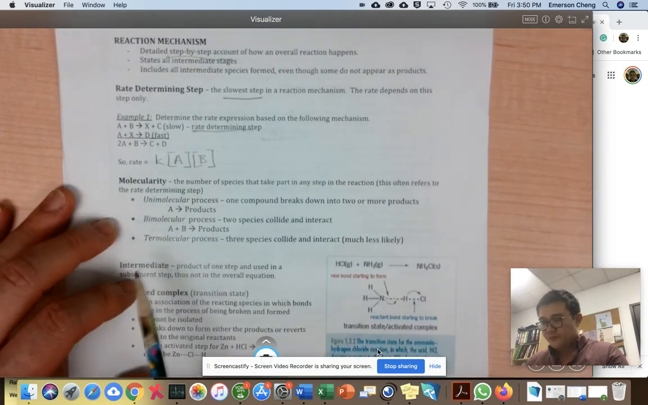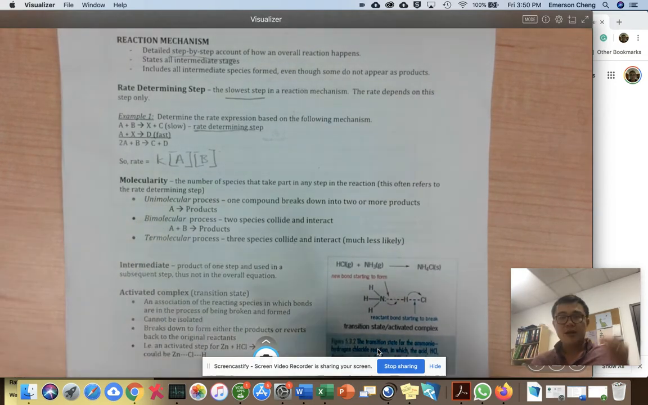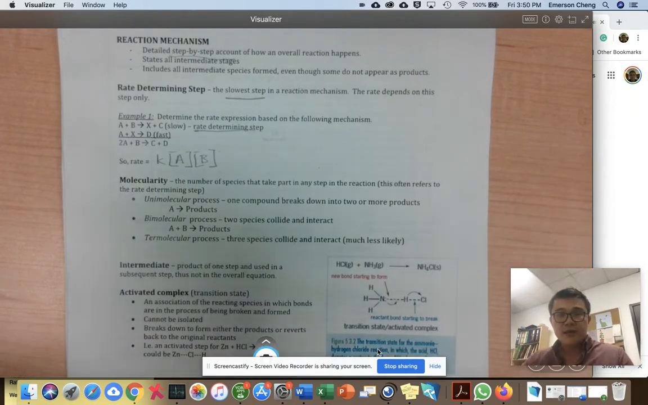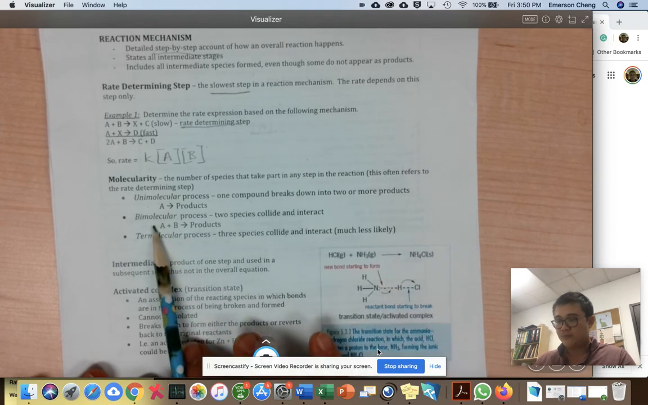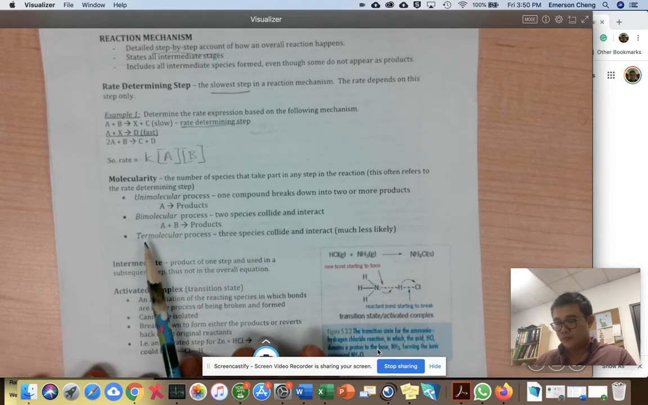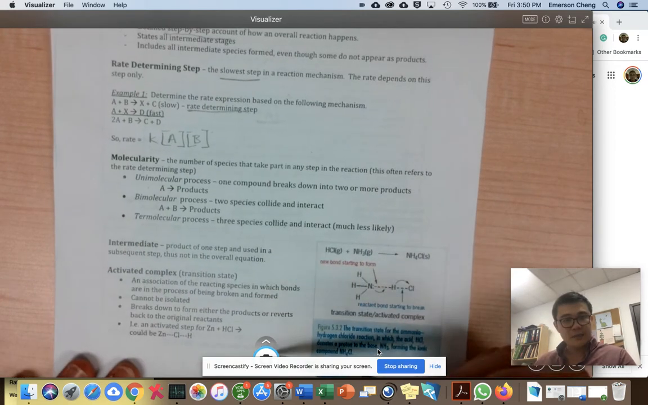Now, molecularity is basically, on the rate determining step, how many molecules are involved. The fewer molecules there are, in some ways the easier it will be, right? Because there's not a lot of collision you need to have. So unimolecular is 1, it's usually breaking down. Bimolecular is 2, termolecular process is 3.